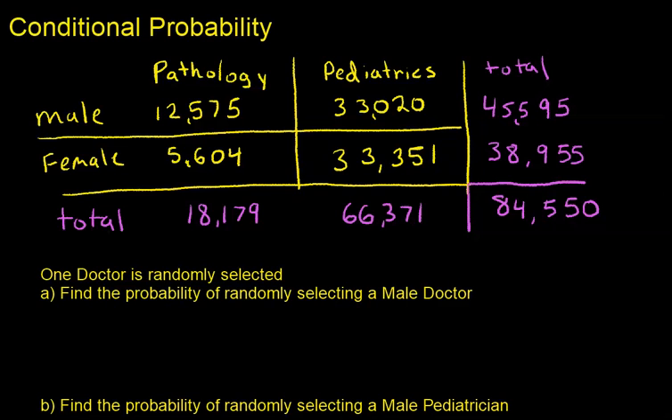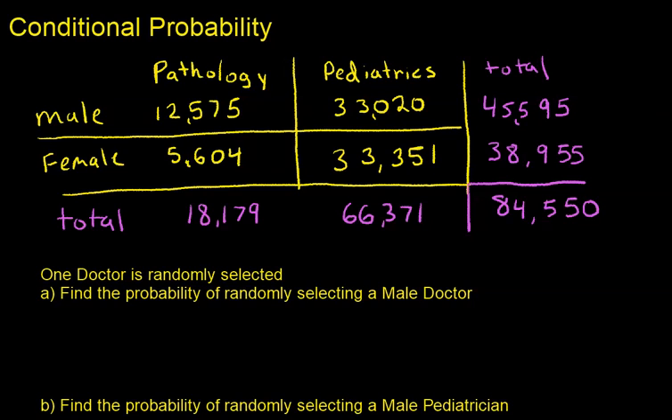In this video, I'm going to introduce conditional probability. So we have a random sample of 84,550 doctors, both males and females, pathologists and pediatricians. Okay, so one doctor is randomly selected.